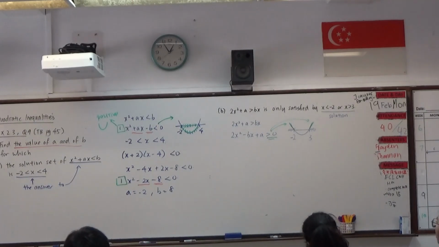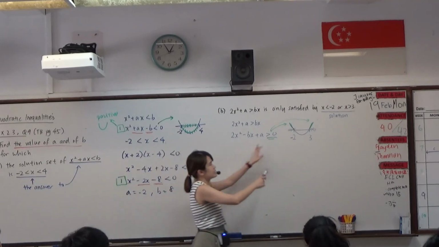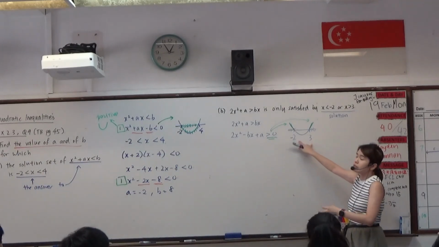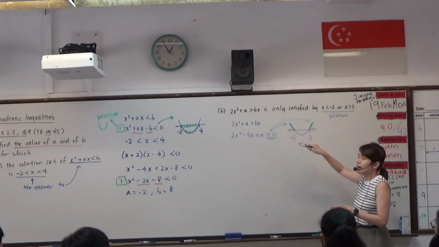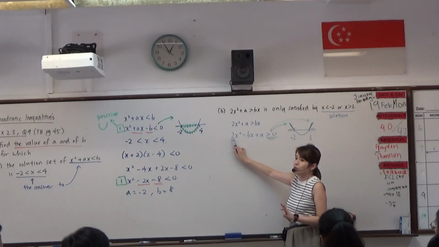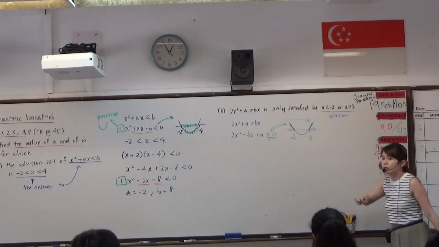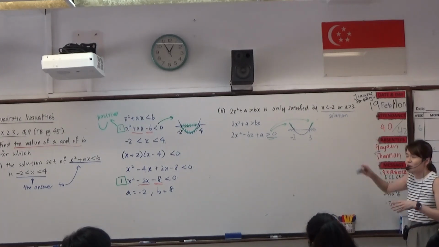Okay, the coefficient of the inequality, yes, it is 2, but it doesn't matter because these are the roots of the quadratic expression. So it doesn't matter. We ignore this coefficient. What is this coefficient? You give me, and let me finish this up.